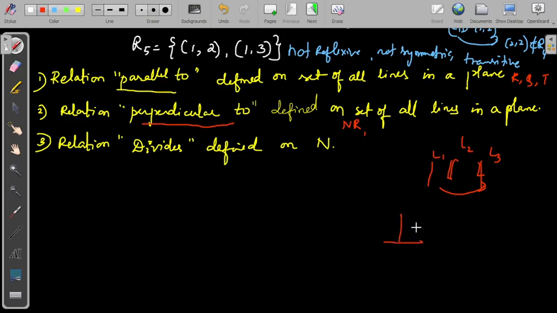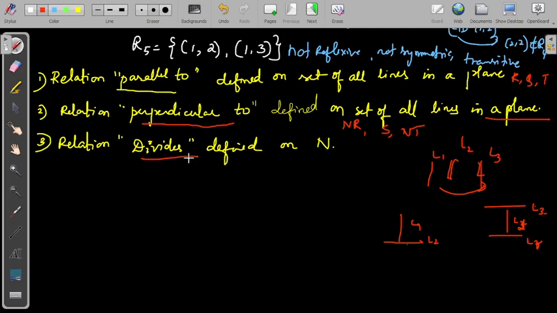If L1 is perpendicular to L2, then L2 is also perpendicular to L1. Therefore, it is symmetric. But it is not transitive because the lines lie in a plane. If L1 is perpendicular to L2, and L2 is perpendicular to L3, then in the same plane L1 and L3 become parallel. If L1 and L3 were also perpendicular, it would have to be in some other plane, but all lines should lie in the same plane. Therefore, this is not transitive.